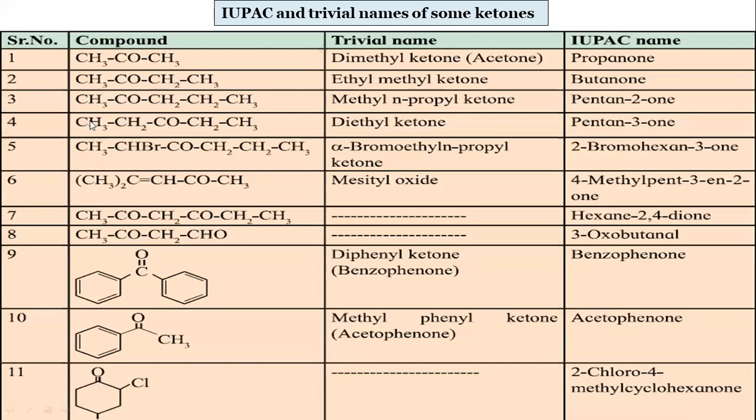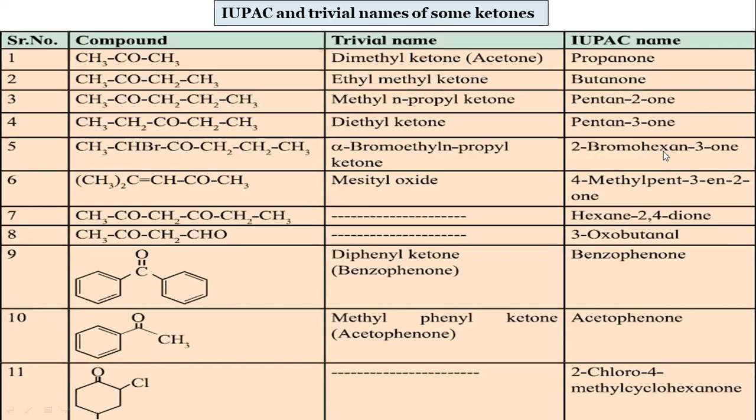But in the fourth example, we can start the numbering from the right hand side or left hand side. We get the same name, pentane 3-one. Then I'm coming to the next example. One compound is given here. 1, 2, 3, 4, 5, 6. 6 carbons are there. And the CO group is there on the third carbon. See, 1, 2, 3. So what is the name?